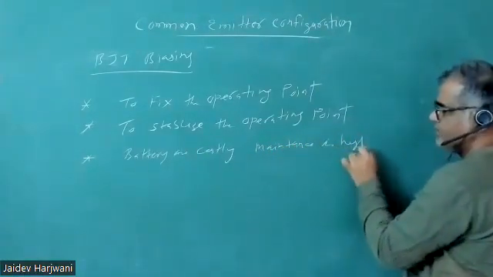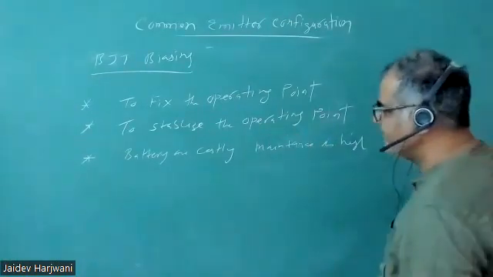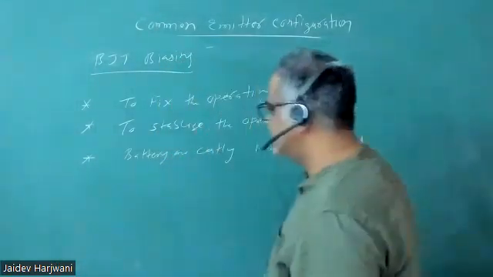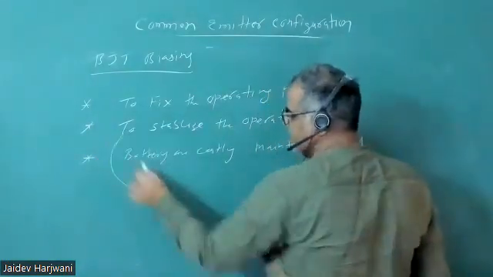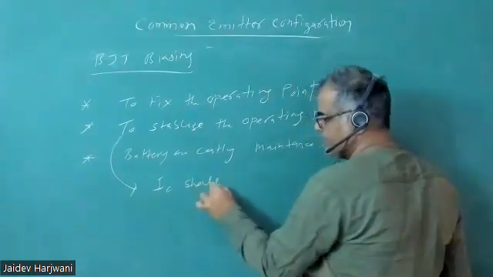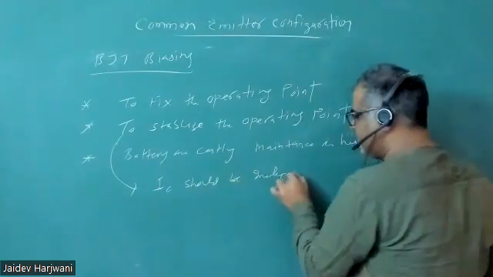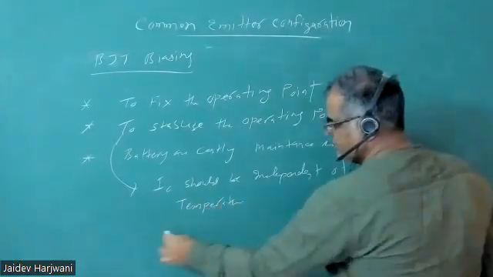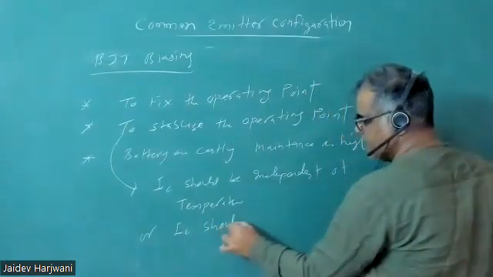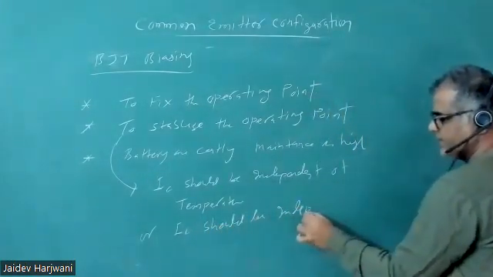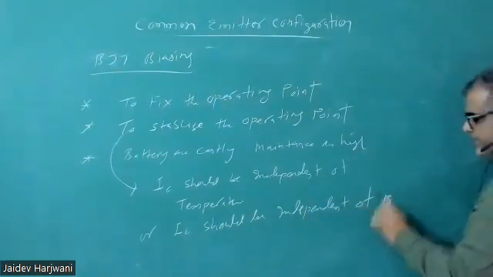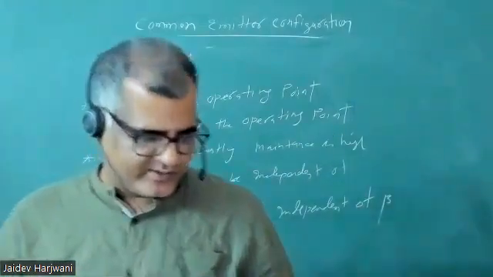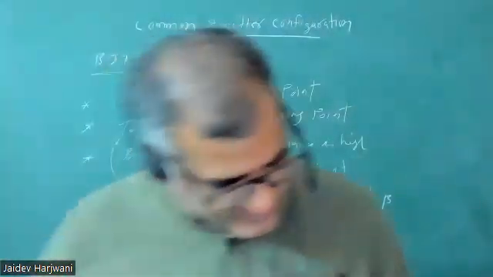When I say stabilize the operating point, that means we have to find a biasing which is beta independent. Stabilize means this IC should be independent of temperature, or IC should be independent of your beta. So I need a biasing which makes my current independent of beta. That is our purpose. Let me give you this in detail.